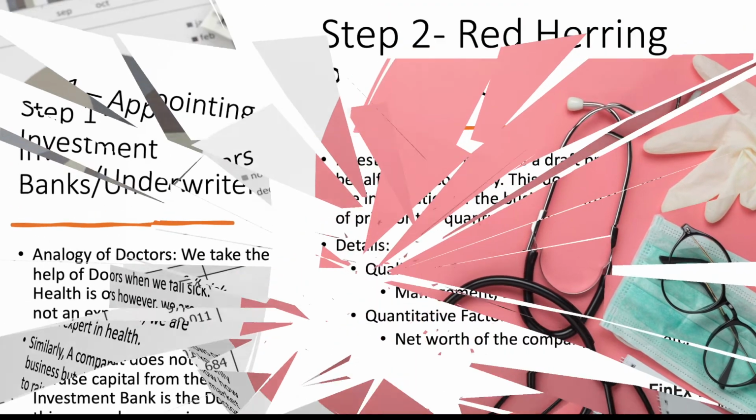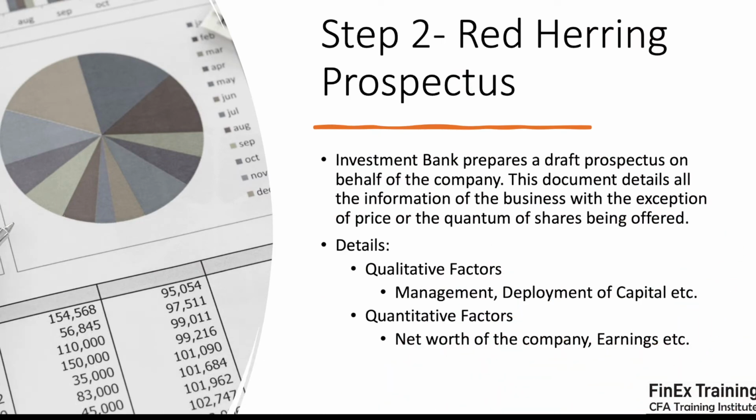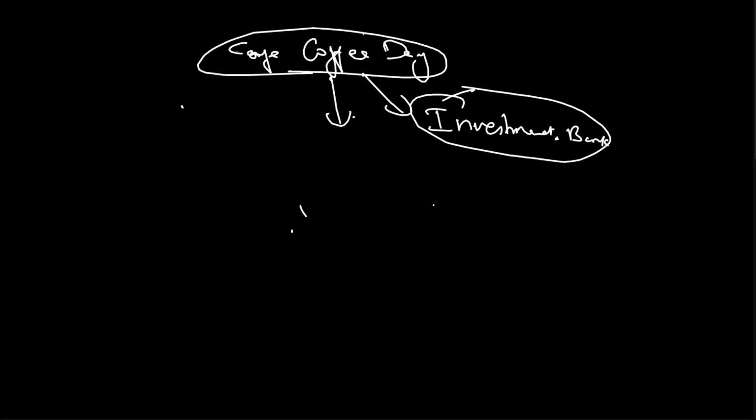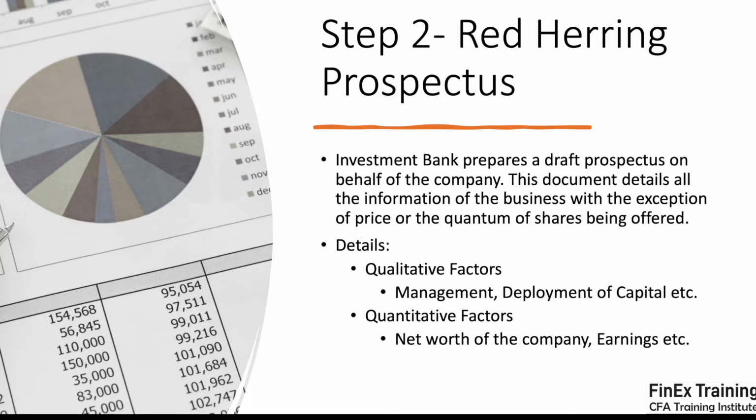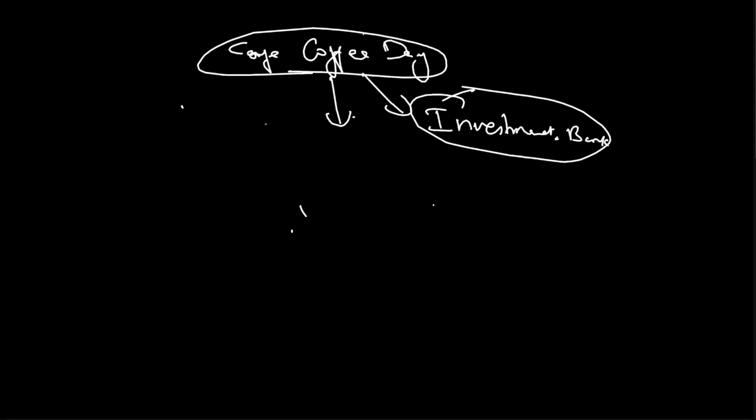So once they appoint, the investment bank will study the company, and then they will prepare the red herring prospectus. First they will prepare the draft red herring prospectus, DRHP.